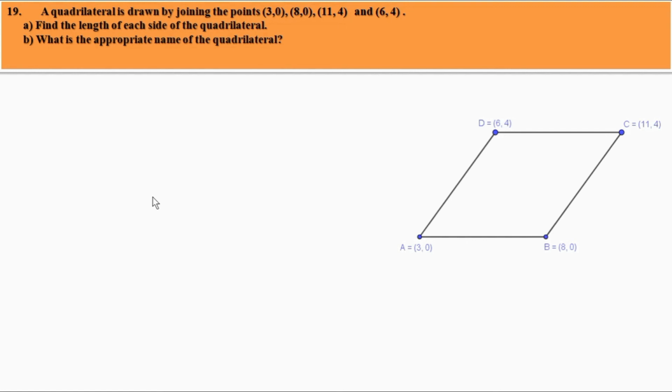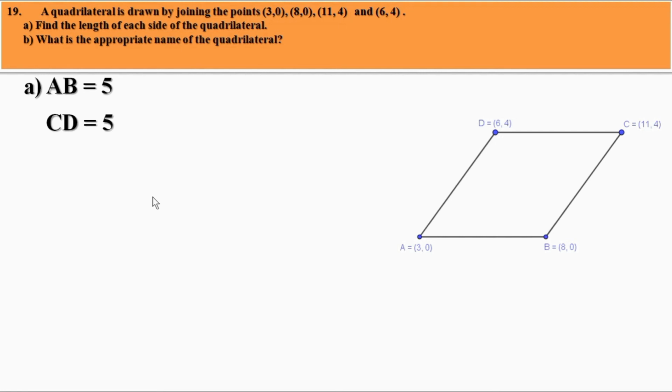It is the distance between the points (3, 0) and (8, 0). They are on the x-axis. Their y-coordinates are the same. So the distance between them is 8 minus 3, or 5. Similarly, CD is the distance between the points (6, 4) and (11, 4). Their y-coordinates are the same. So CD is equal to 11 minus 6, or 5.